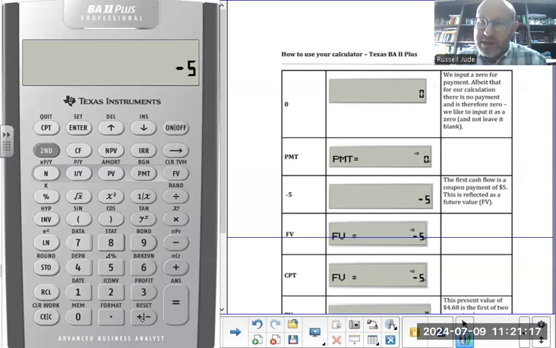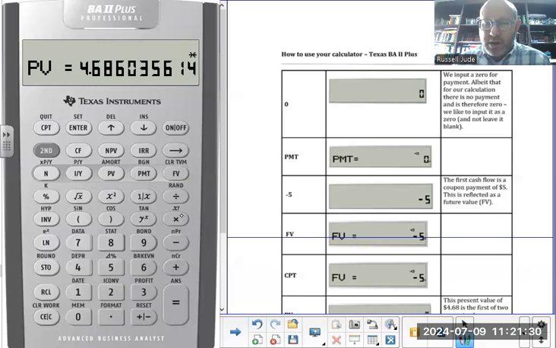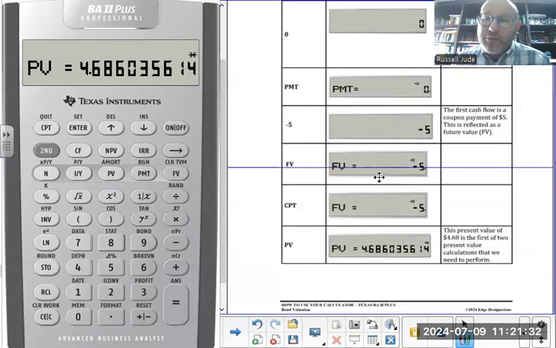Distinct from that of present value. I'm going to go 5 future value. There we go. Don't forget to push CPT. Now I want to work out what is my present value. Compute present value. And what do you notice? That the present value of this particular cash flow is 4.68.